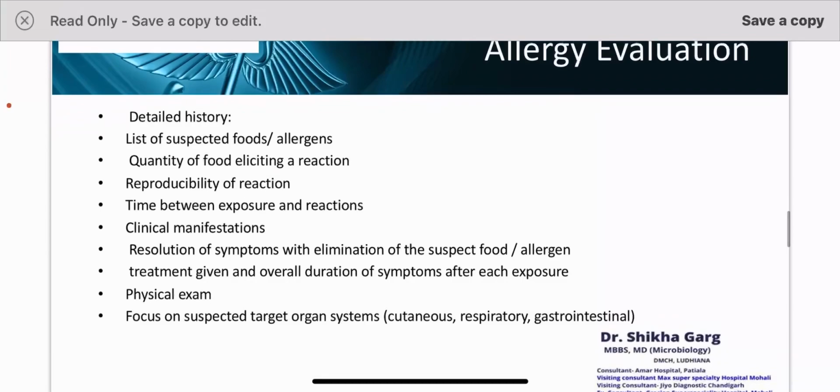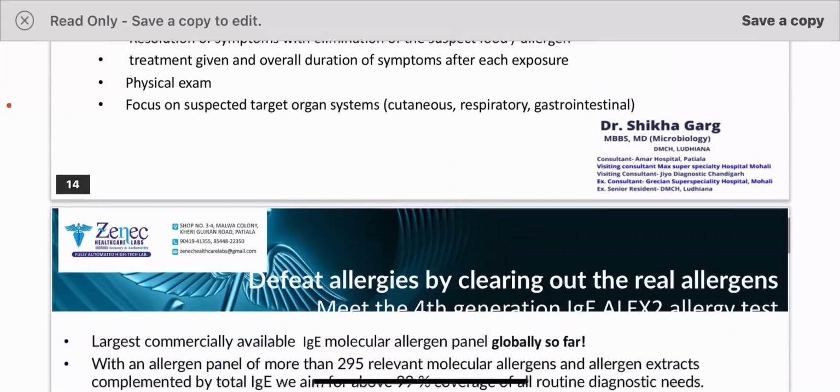So what do we usually evaluate if a patient is having an allergy? We take a detailed history, we try to list the suspected foods or allergens, we check the quantity of food eliciting a reaction, whether there is reproducibility of the reaction, time between exposure and reaction, clinical manifestations, and resolution of symptoms with elimination of the food or suspected allergen, treatment given, and overall duration of symptoms after each exposure. Any physical examination symptoms, and we focus on the suspected target organ system. It could be cutaneous, respiratory, and gastrointestinal.